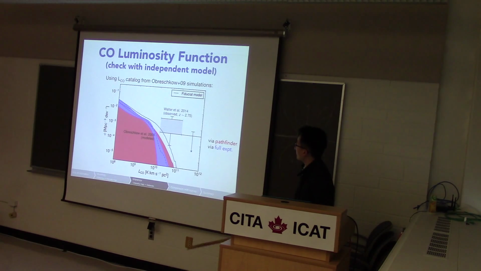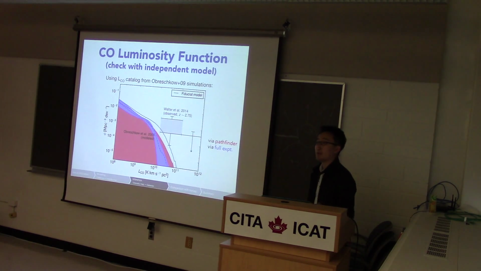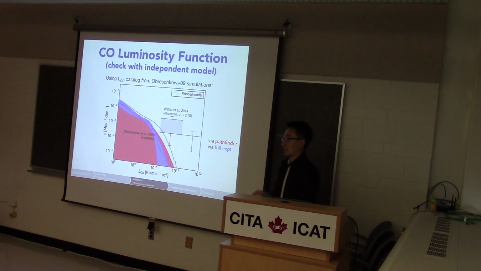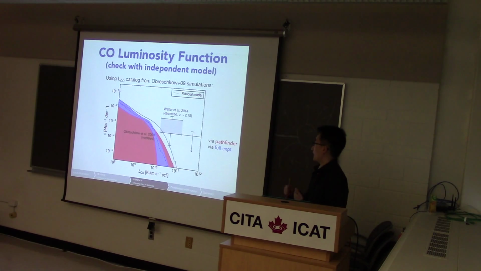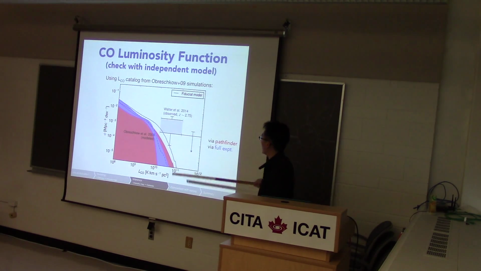So what we actually did here was we took the Obreschkow et al. 2009 catalog. We went online, they have a database, and we just downloaded the galaxy catalog for the same volume. Then we generated CO intensity maps from this and ran our MCMC procedure again. These are the constraints that we get from both the Pathfinder and the full experiment. The Pathfinder experiment is actually no longer sensitive to the signal because it's a much fainter one, and so you get this allowed region in here.